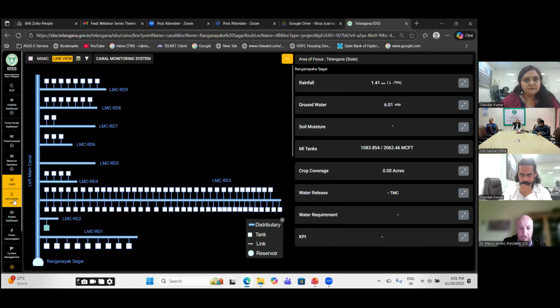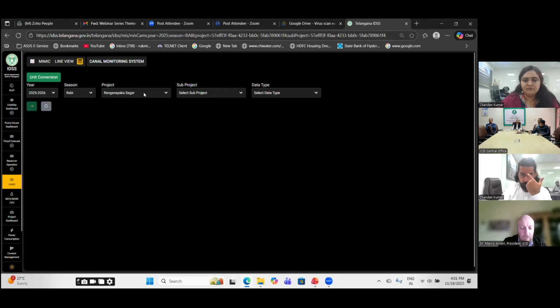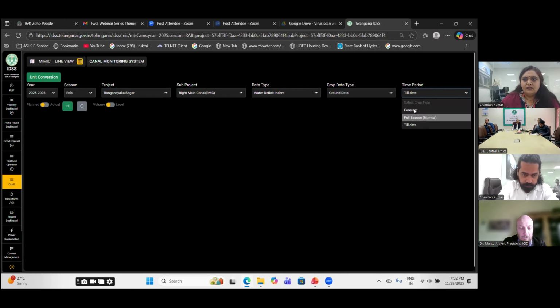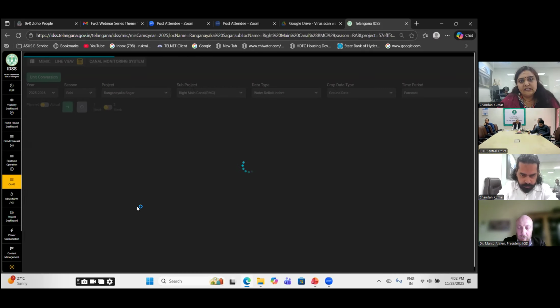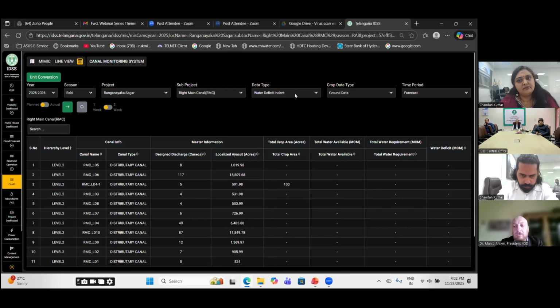Now coming to the MIS view, it's the same thing which I have explained for the other projects. I would just show in brief, if you are taking the rabi crop and the pilot area and taking the right main canal, if you're putting the product of water deficit indent, then through ground data we can understand the amount for this particular canal, what the crop area is which you have put, and this also will be calculated accordingly.